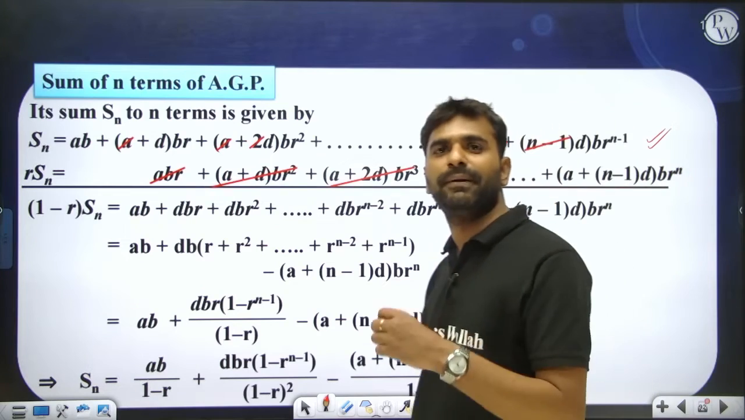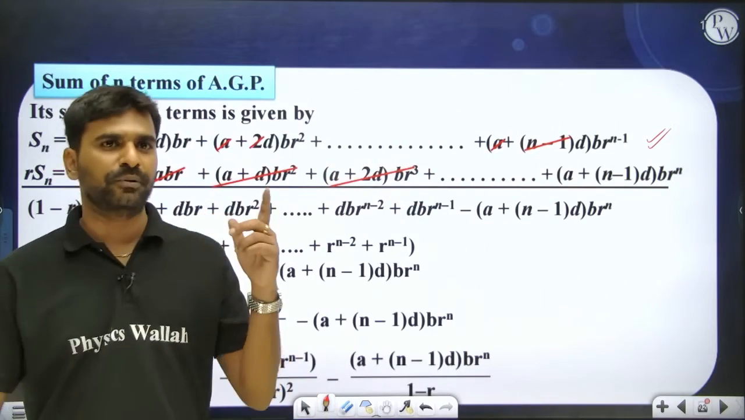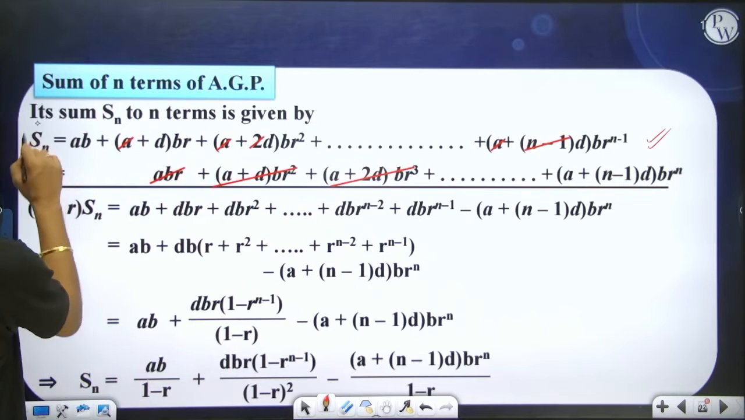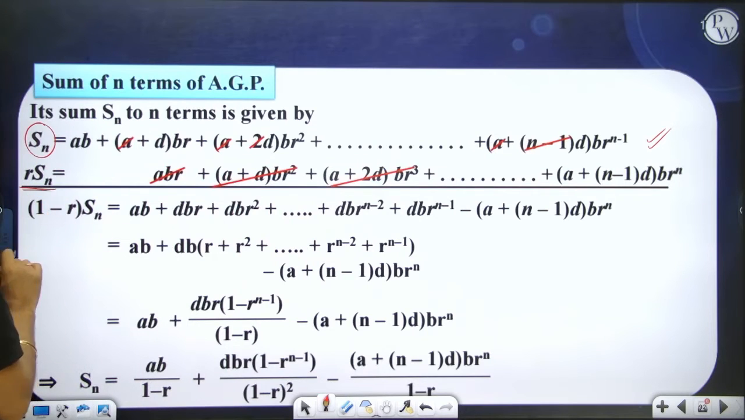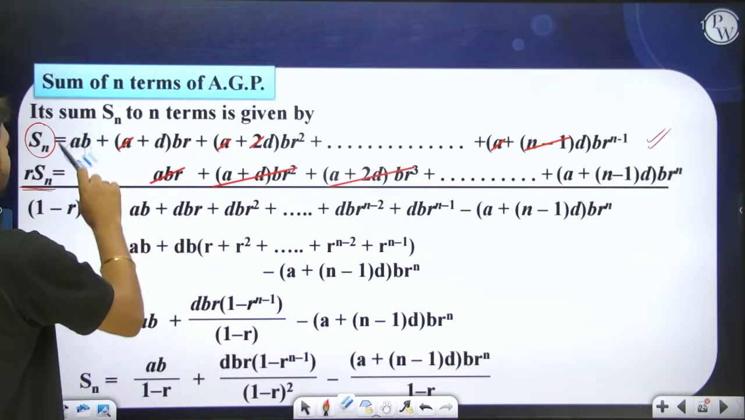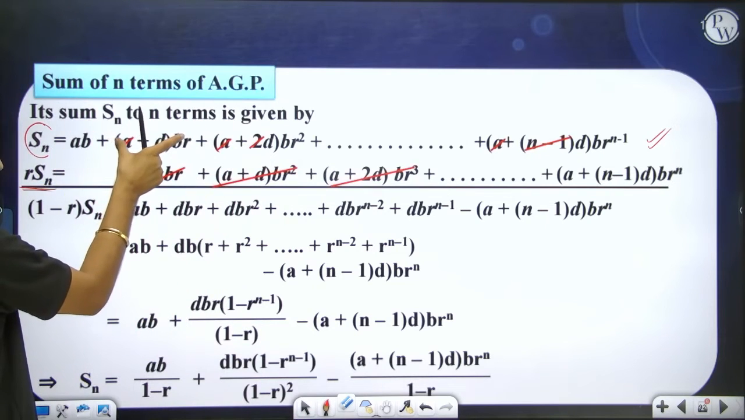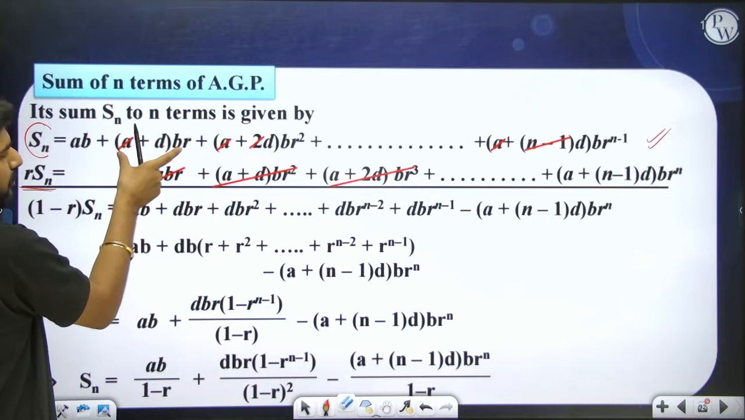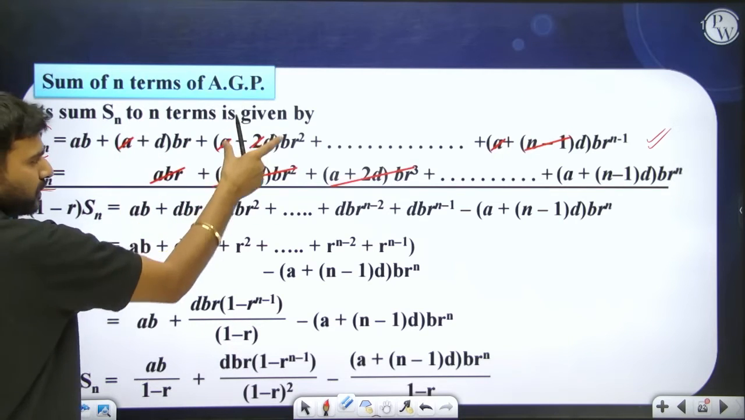What we do is we multiply this AGP with the common ratio of the GP. Now the common ratio of the GP was R, so we multiply this with R, we get R into Sn. If you multiply this with R, we are going to get ABR, but that ABR we are not writing below this, rather we will write it below the next term. Now this, if we multiply by R, we are going to get A plus D into BR square. We will write that below this one.